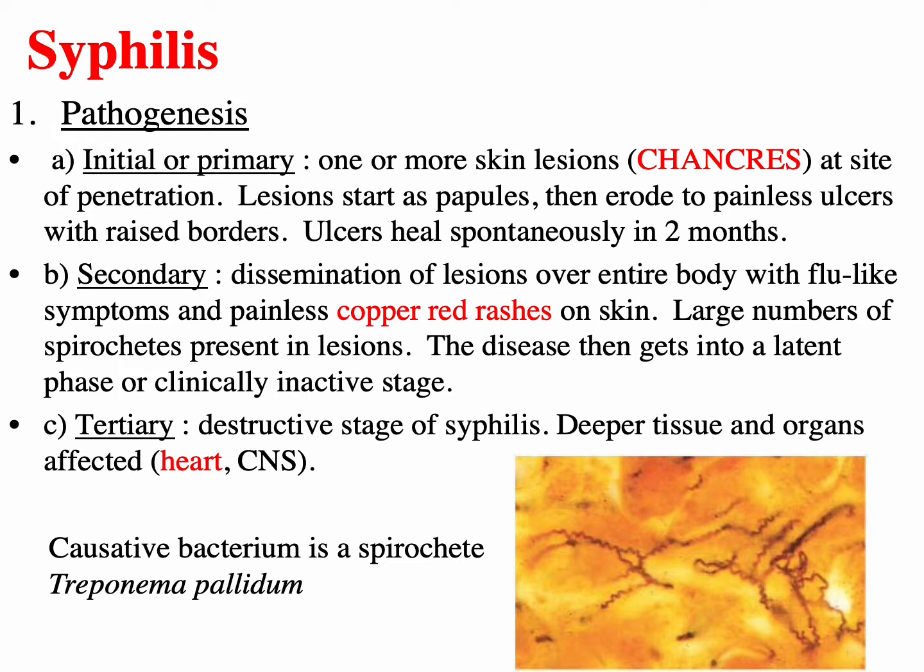So the lesion will start as papules, then erode into a painless ulcer with a raised border. So it's quite easy to identify. It's not painful at all. The border is raised up a little bit on the outside of the lesion. That ulcer will actually heal by itself in about 2 months. So the person comes in contact and starts getting a lesion, and then that lesion will heal by itself.